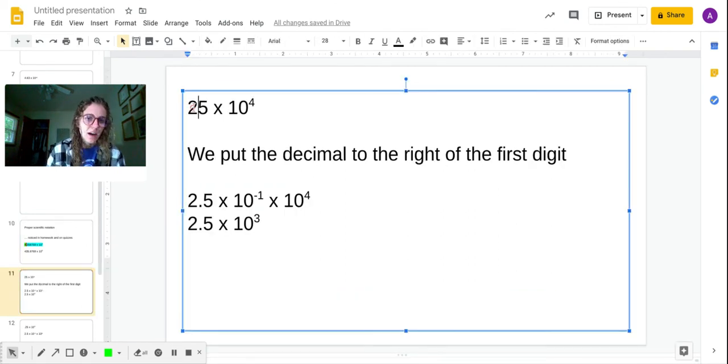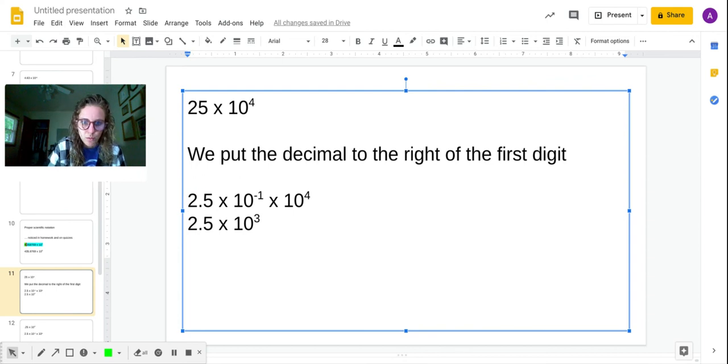So we have 25 times 10 to the 4th. So this is a correct number, but this is not in scientific notation. We need to put the decimal to the right of the first digit. So we need to have this 2.5, right? Okay, and so to get it over to 2.5, we could take it times 10 to the negative 1.